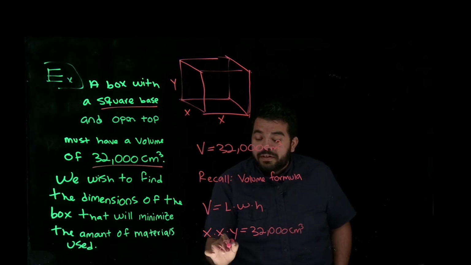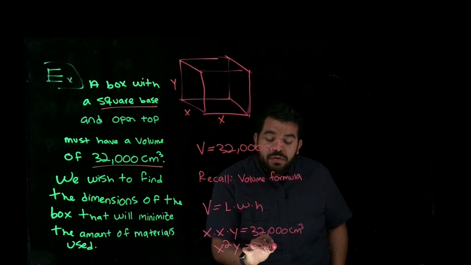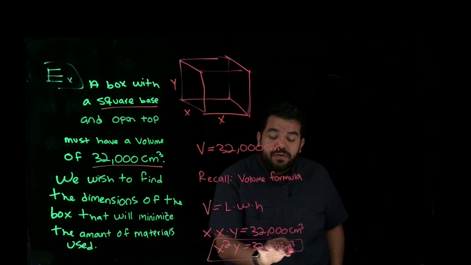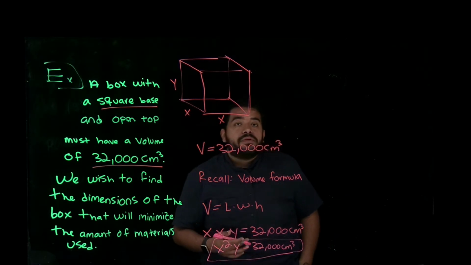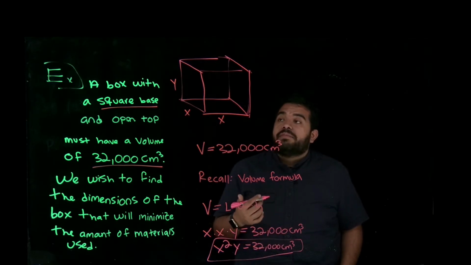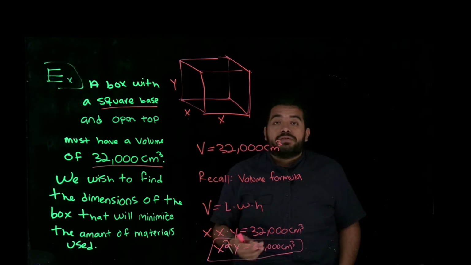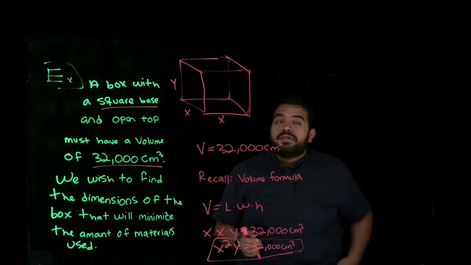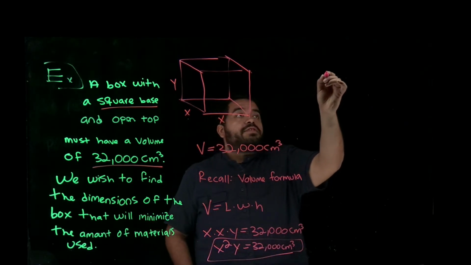So to simplify this here, I have x squared times y equals 32,000 centimeters cubed. And this is something that I can go ahead and work with to solve for my x and my y. Now remember, the goal is to find the dimensions, so find the values of x and y that minimize the materials that I use. And we did conclude that we were going to look for the surface area. So the other thing that we want to be interested in is finding the surface area formula for this.